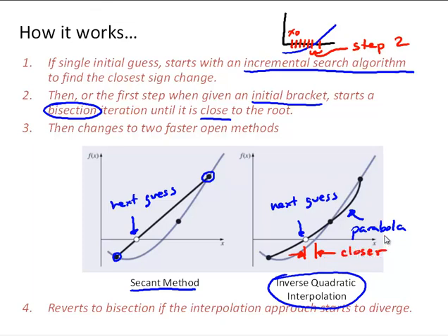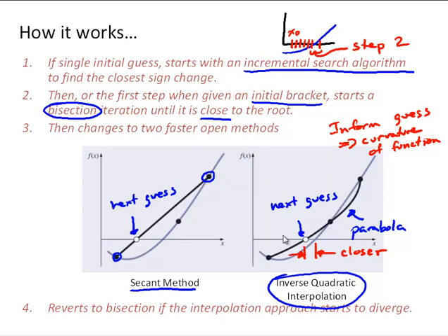And for certain functions, that inverse quadratic interpolation will be even faster than the secant method, because recall our idea for Newton-Raphson and the secant method was, let's take advantage of something about how the function is behaving. In that case, it was the slope. Now, with inverse quadratic interpolation, we are informing our guess, not just with the slope, but with the curvature of the function. And so using that to inform the next guess can accelerate convergence even faster.